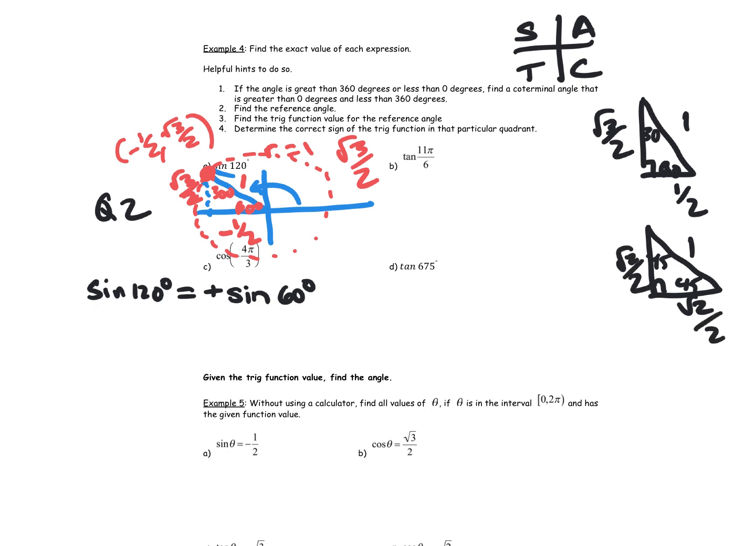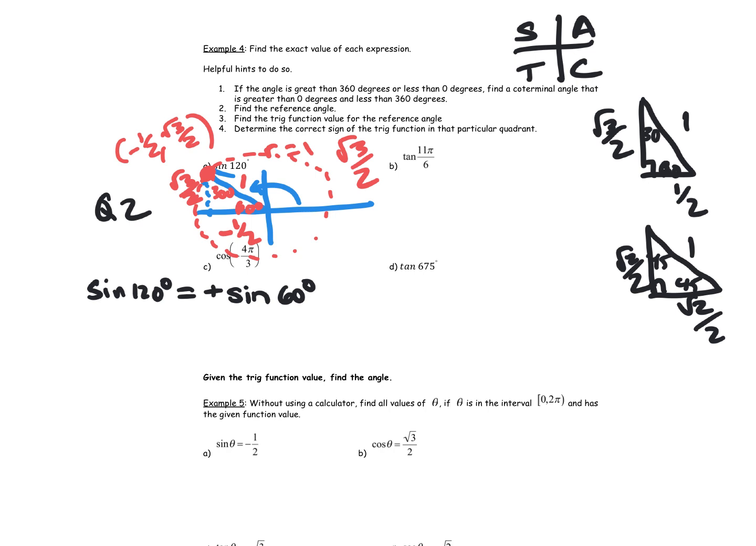So again, I realize 120 is in quadrant 2 where sine is positive, so I know it's going to be equal to sine of 60 and the positive of that. So it's going to be equal to sine of 60, in other words, which is when I go to my triangle, I look at 60, and the sine of 60 is opposite over hypotenuse, so root 3 over 2 over 1.